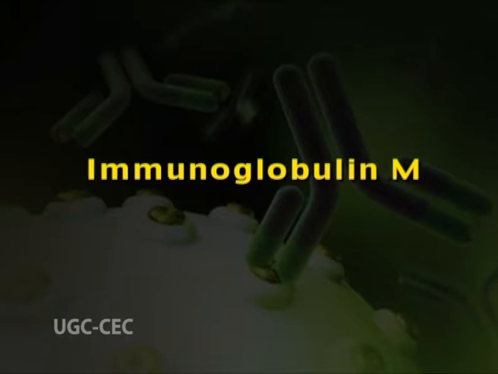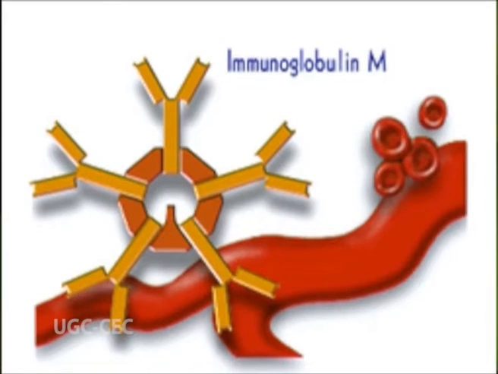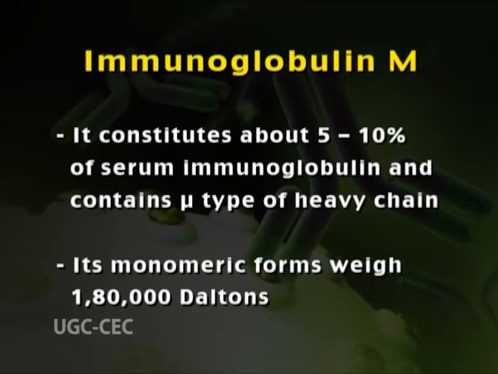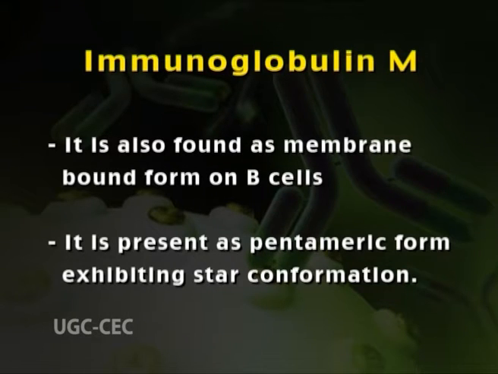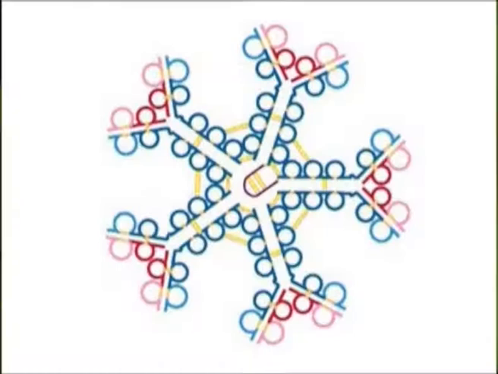Next is the immunoglobulin M type. IgM is the first immunoglobulin isotype which appears in response to the foreign antigen. It is the leading isotype in primary immune response. It constitutes about 5 to 10% of serum immunoglobulin and contains mu type of heavy chain. Its monomeric forms weigh 1,80,000 Daltons. It is also found as membrane bound forms on B cells. It is present as pentameric form exhibiting star conformation.